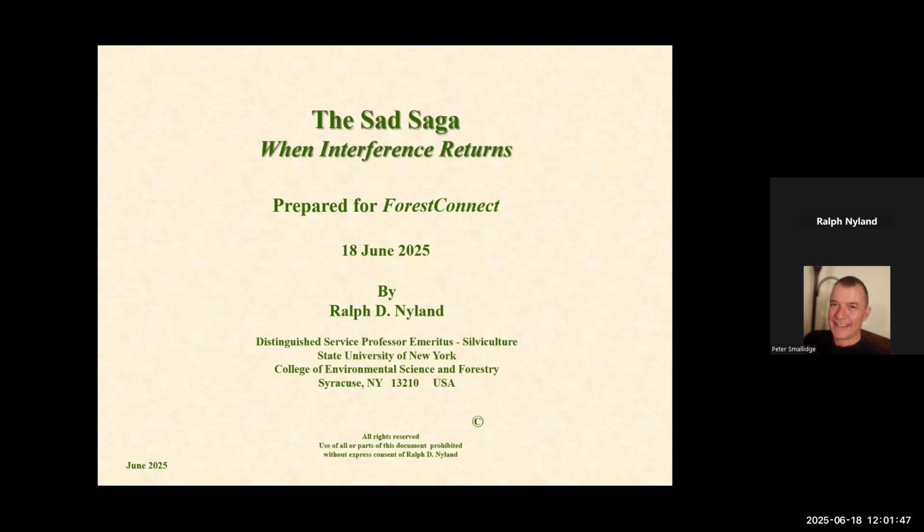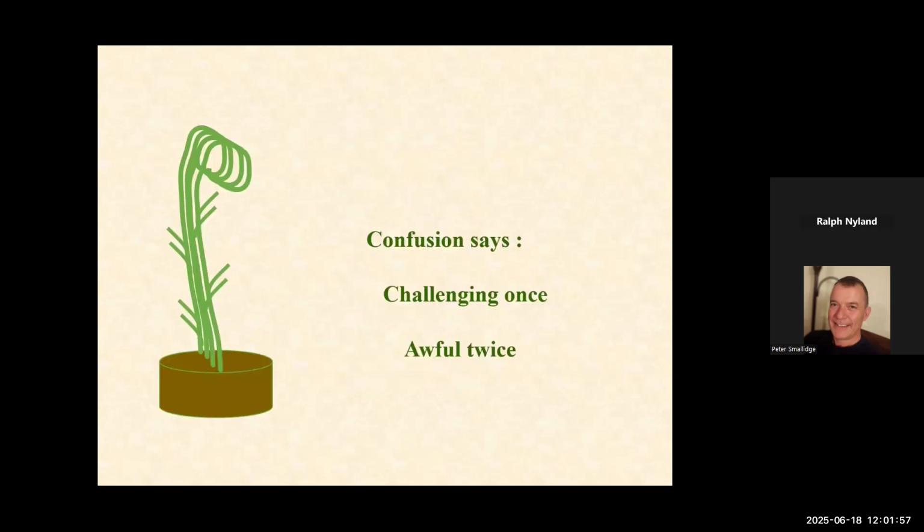Thank you, Peter. Let me share the story of the sad saga and all that happens when interference returns, and start by referring back to the great philosopher Confucius, who said, challenging once and awful twice. And that's the story of when interference returns.